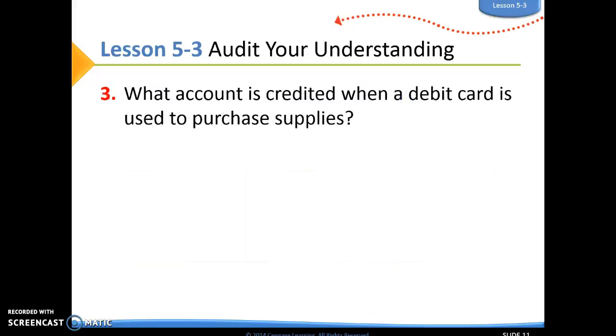Question number 3, what account is credited when a debit card is used to purchase supplies? Okay, hopefully you got that too. That should just be cash. Again, debit card, EFT, they are still cash. Okay, that ends the 5-3 lecture.